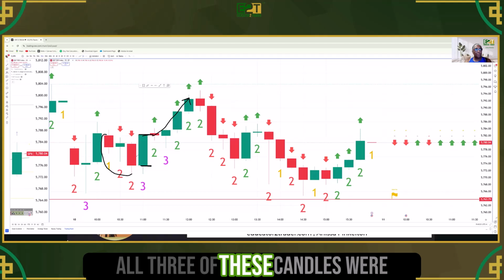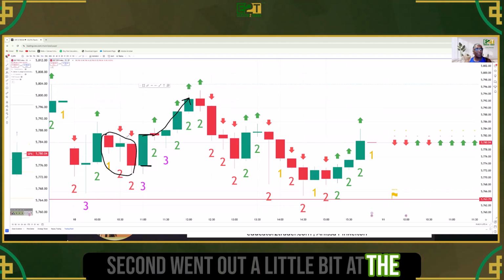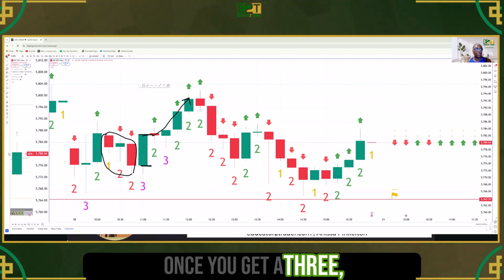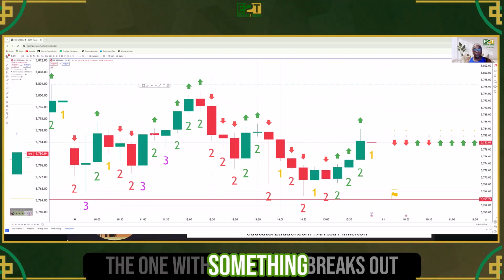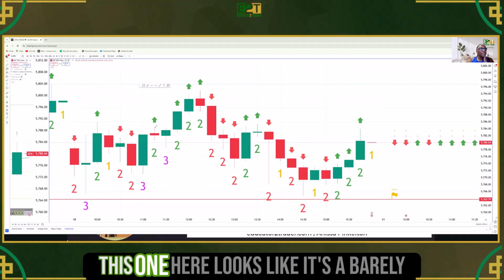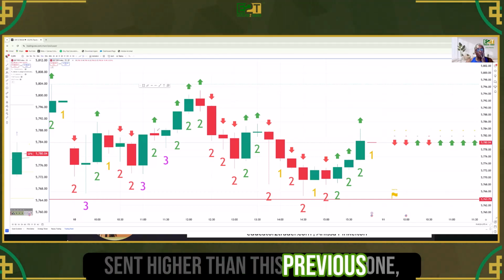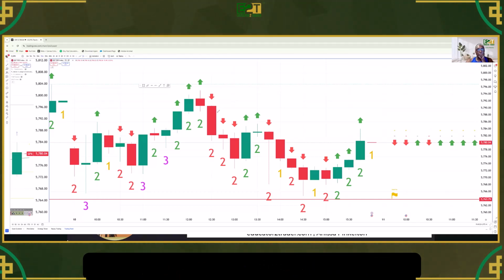Right? All 3 of these candles were inside of that. Well, this one looks like it went out a little bit at the top. Once you get a 3, the one when something breaks out of the 3, it's going to keep going. This one here looks like it's barely a 3, but it must be just 1 cent higher than this previous one. That's how it became a 3.